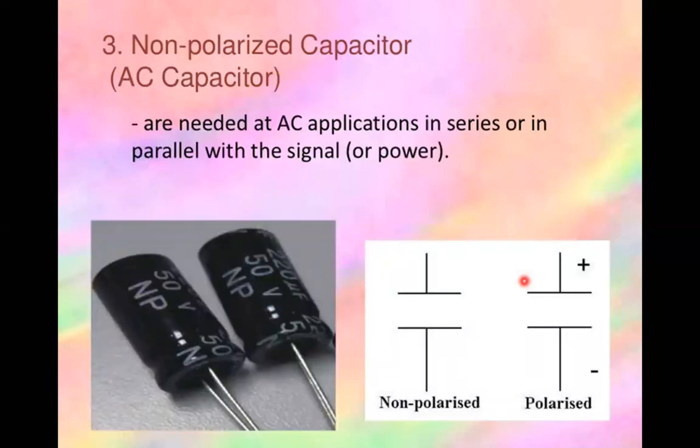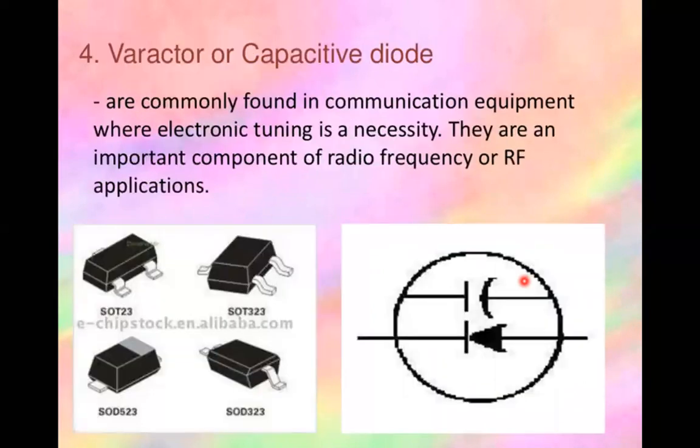Non-polarized capacitors are called AC capacitors, needed in AC applications in series or in parallel with the signal. Or we have a varactor capacitor, which can be called a capacitor diode, commonly found in communication equipment where electronic tuning is necessary. They are an important component of radio frequency or RF applications.